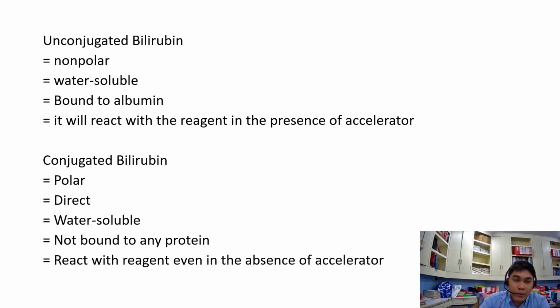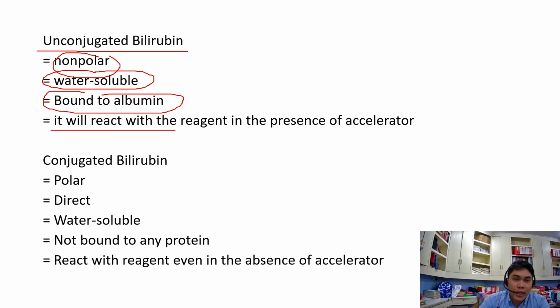Bilirubin 1 and bilirubin 2. So unconjugated bilirubin, this is your B1, and it is non-polar, water insoluble, and bound to albumin. And it will react with the reagent in the presence of the accelerator. So for bilirubin 1 to react with the azo reagent, you need to add accelerator. It's either methanol or caffeine benzoate.